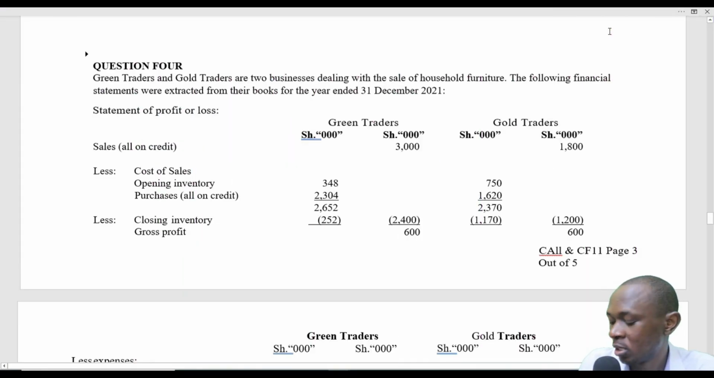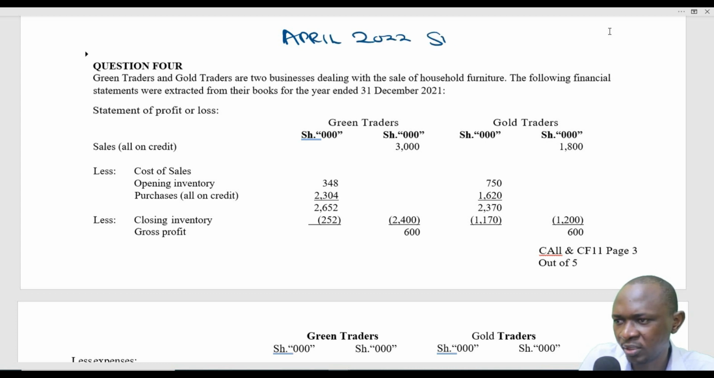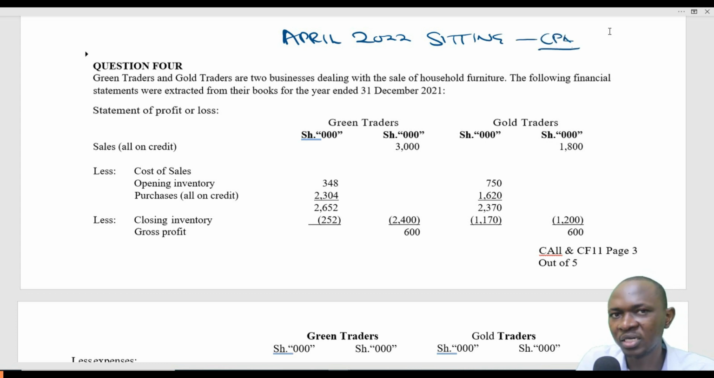Welcome class. This is question 4, April 2022 sitting for CPA students. CPA, but of course it can be done by CFA, CS, university students, diploma students. It can apply all over.